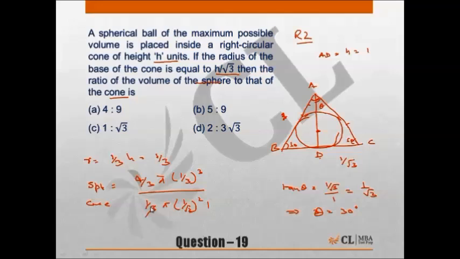So let's start cancelling out. These two get cancelled out. These two again are getting cancelled out. Which is equal to 4 upon 27 upon 1 by 3, which is equal to 4 by 9, so the answer has to be 4:9. Choice A.